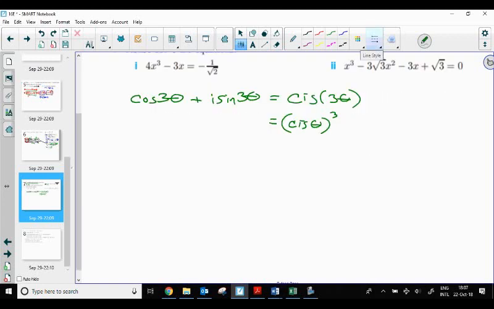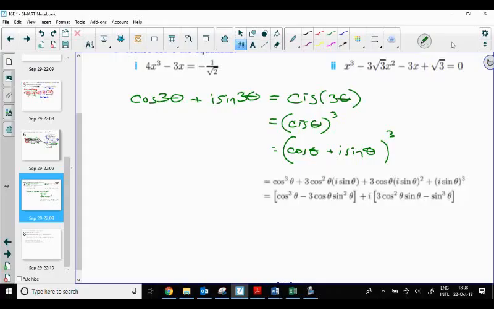So I've got cis of 3 theta, but using de Moivre's theorem, we can pull that 3 out, and we can rewrite this as cis of theta cubed. But what is cis of theta cubed? That's just cosine theta plus i sine theta cubed. And we can use binomial expansion to rewrite that. And we're going to break it up, as usual, into real parts and imaginary parts. Keeping in mind, of course, that right here, we're going to have an i squared, so that's going to become real. This part over here will have an i cubed. That'll stay imaginary.